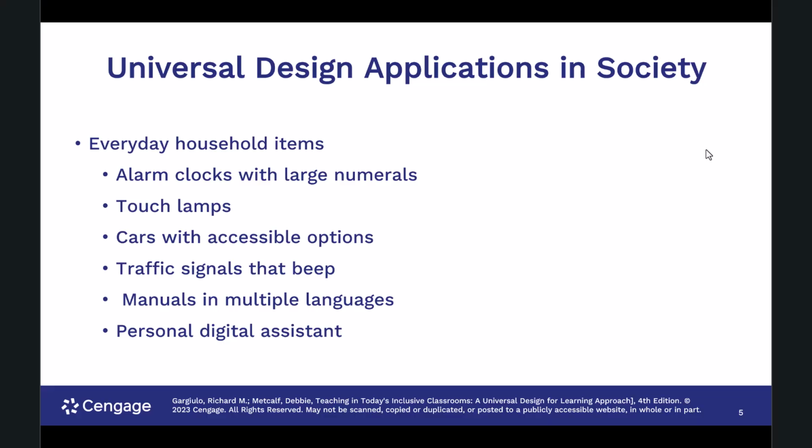Cars with accessibility options, so handicap vans that can be driven. Those are considered universal design. Traffic signals that beep at you so that if you're blind, or you're colorblind, you aren't dependent on seeing the color. It's beeping at you. Or the sign that says walk, right? Have you been at those at a crosswalk and you've hit the walk button and the walk person on the sign comes on, but it also says walk, walk, walk. That's what they're talking about.